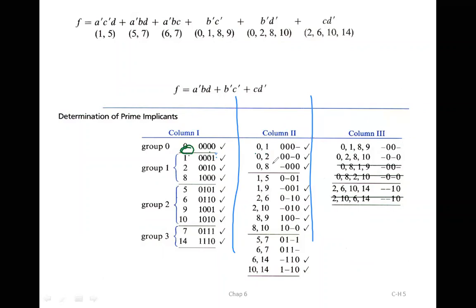Again, when I compare 0 to 8, I should compare with everything and check. But only in 8, 10 I find the change. So 0 to 2 I will check, 8, 10 I will check. And this will be the change that I will get. Again, when you go 0, 8, 1, 9 also I'll get change. 0 to 8, 10 I'll get. So this is only with the first group and the second group of column 2.